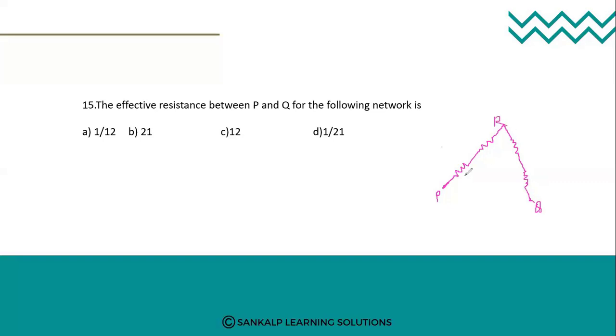this is R, P, R, Q. And here we have one more resistor. This is 6 ohm. This is 3 ohm. This is also 3 ohm. And here this is 4 ohm. And here it is 5 ohm. So you can see the values of the resistances given for the following circuit diagram. They are asking you to calculate the effective resistance between P and Q.